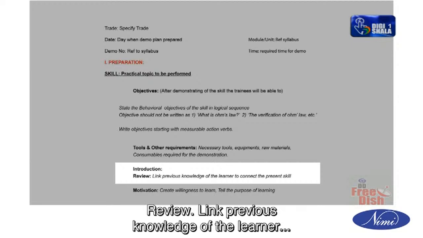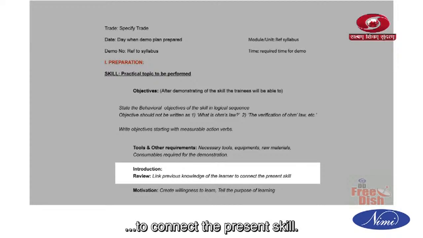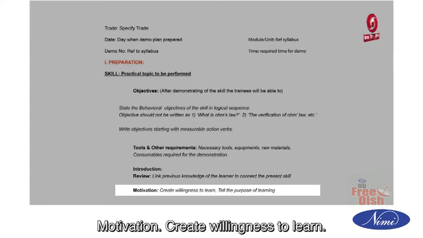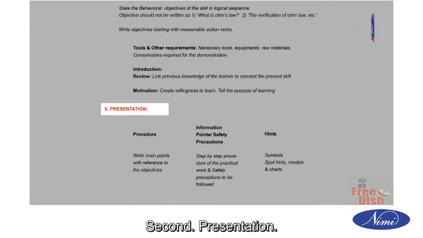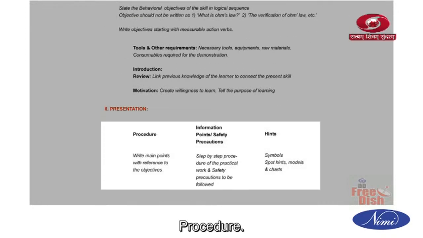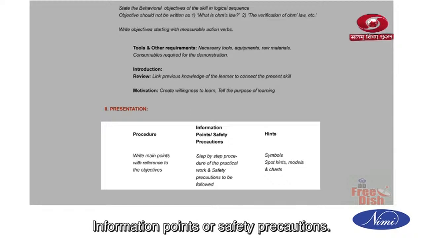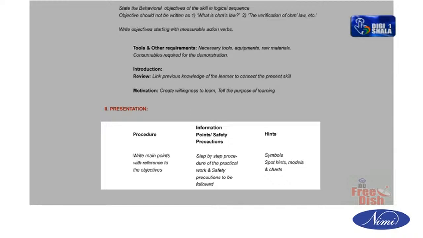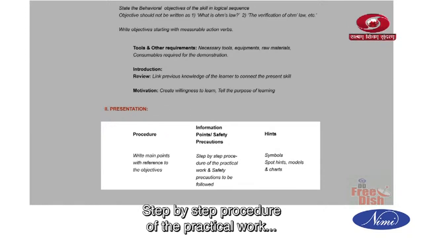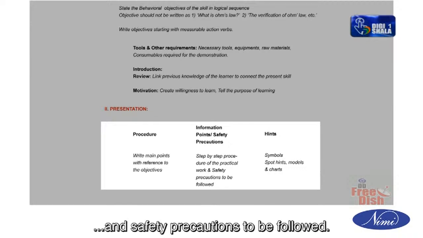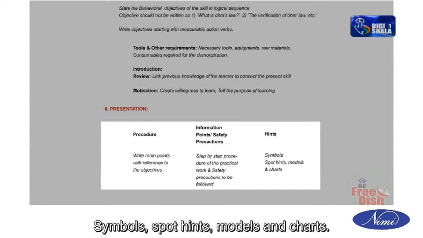Introduction. Review. Link previous knowledge of the learner to connect the present skill. Motivation. Create willingness to learn. Tell the purpose of learning. Second, presentation. Procedure. Information points or safety precautions. Hints. Write main points with reference to the objectives. Step-by-step procedure of the practical work and safety precautions to be followed. Symbols, spot hints, models and charts.